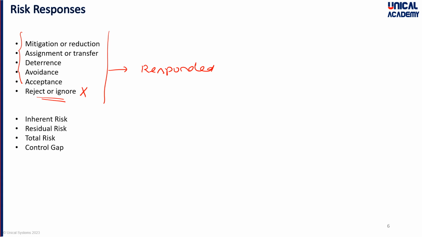Okay, let us go into the various types of risks that CISSP covers. Inherent risk is the default risk when a system is commissioned or when an organization started its business without really having any formal risk management plan.